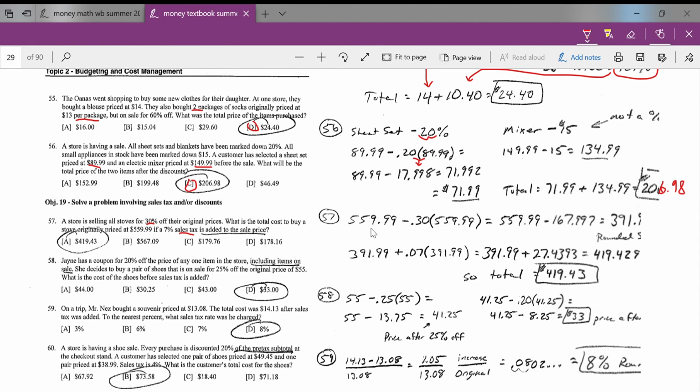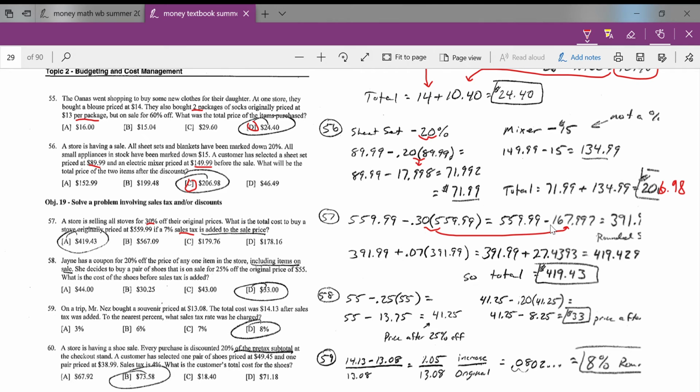So let's do the discount first. Original price minus the percent times the original price. So the amount of the discount. Okay, we multiply here. This one I wrote over here. I went horizontally here, right in the problem. So we have the amount of the stove. 0.30 times the original price gives you a discount of $167.997. Now we're going to subtract the $559.99.